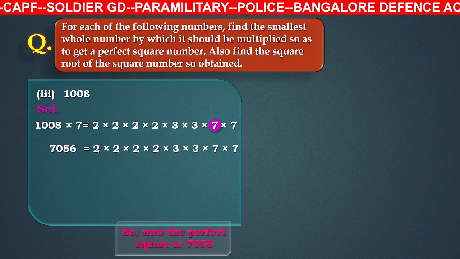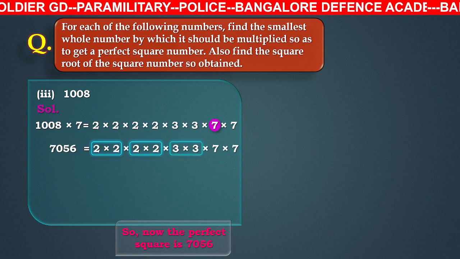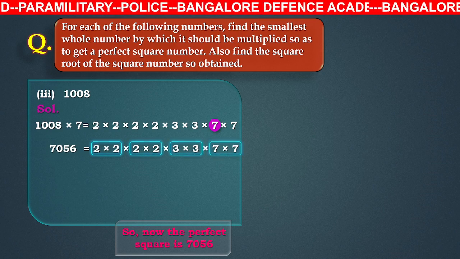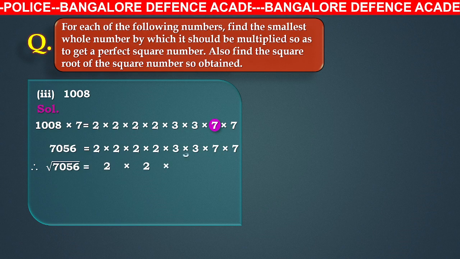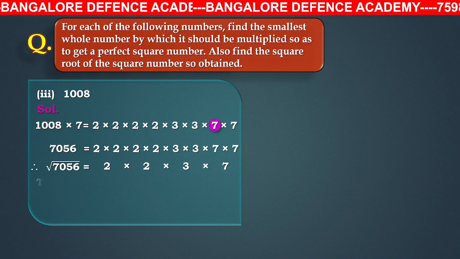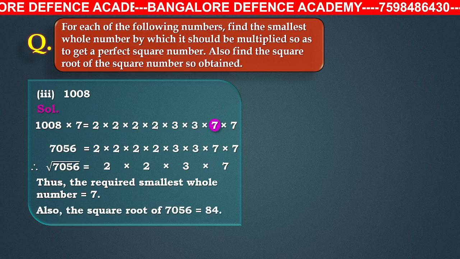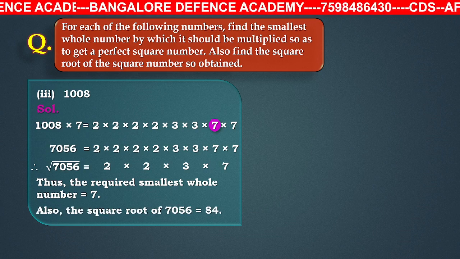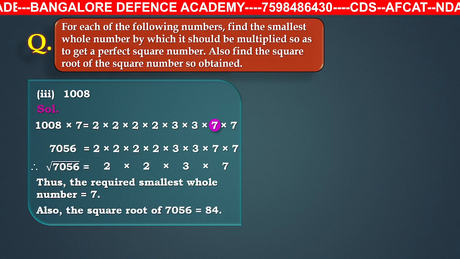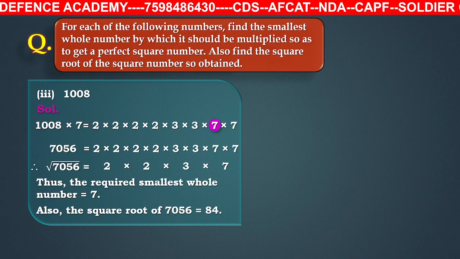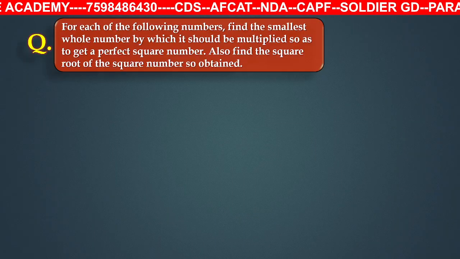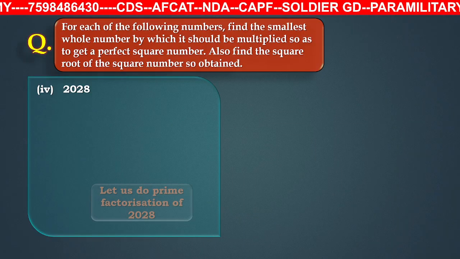Now if I take the square root of this 7056, you know how to take the square root. I'm going to take pairs of all these numbers. So I get 2, then from here 2, then 3, and then 7. So I get the answer as 84. So the smallest whole number which I have to multiply is 7, and the square root of 7056 is 84. Okay, so this is how we have done it.